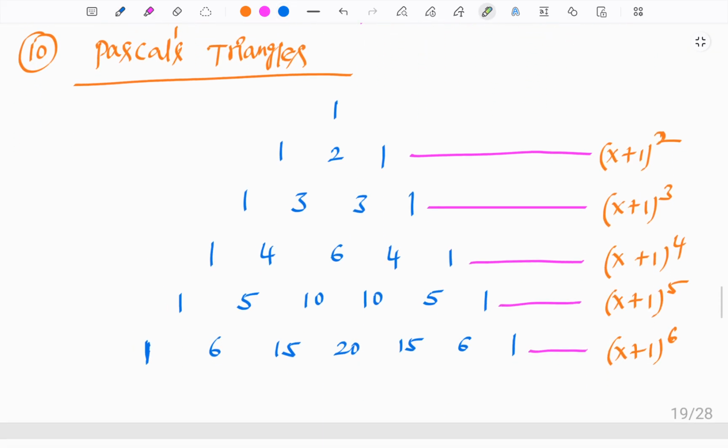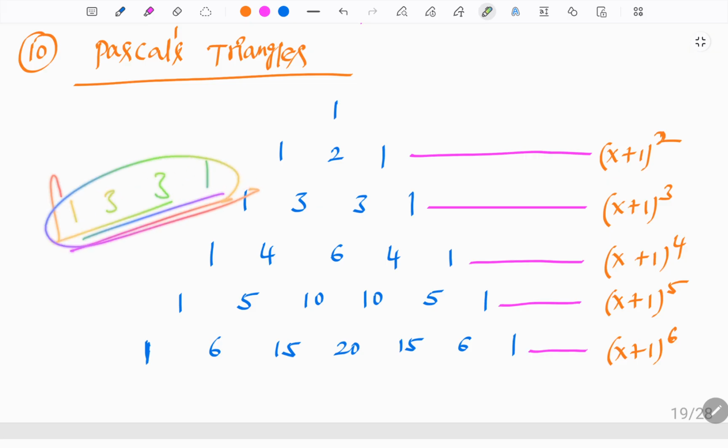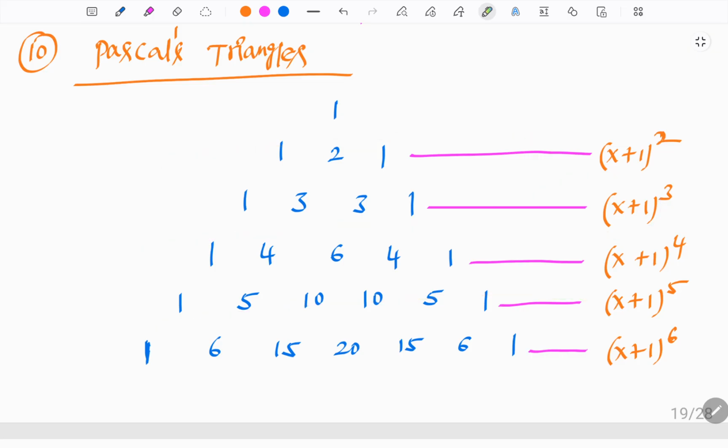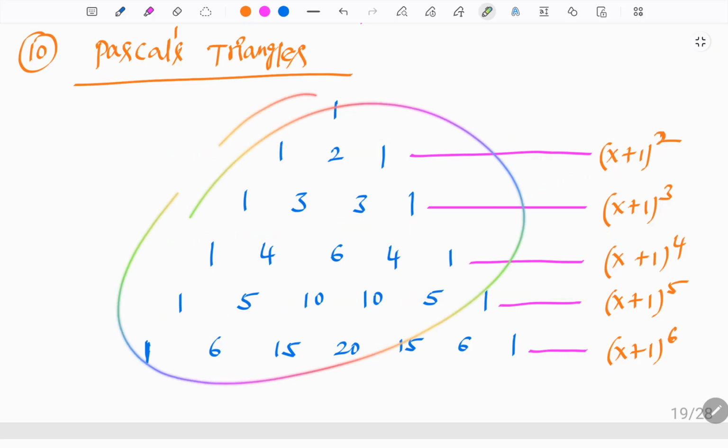Next, Pascal's triangle. It is very very interesting. Suppose your integral involves 1 3 3 1 coefficients. Then what does this mean? It's a plus b whole cube. We can write this directly, right? Compare and write. So this one is also very very important, Pascal's triangle. Just observe that one. Otherwise you have to make this one. You will get the idea in the examination.